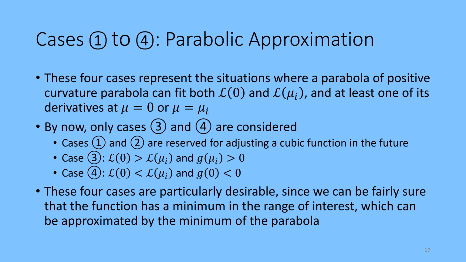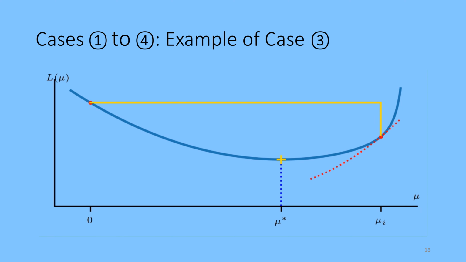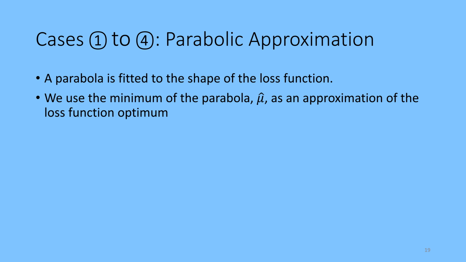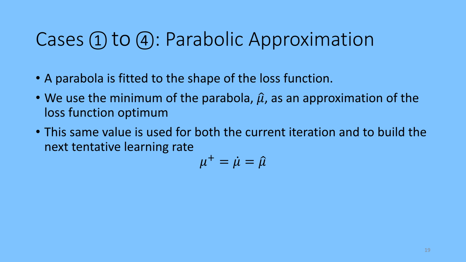These four cases are particularly desirable because we can be fairly sure that the function has a minimum in the range of interest, which can be approximated by the minimum of the parabola. We see that the parabola that fits both values of the function and its derivative at a learning rate equal to the tentative one has a minimum reasonably close to the minimum of the function. So, in these cases, we take the minimum of the parabola as an estimate of the minimum of the function and use this value to update the parameters of the system and provide the updating learning rate.